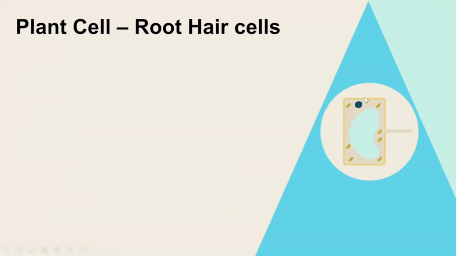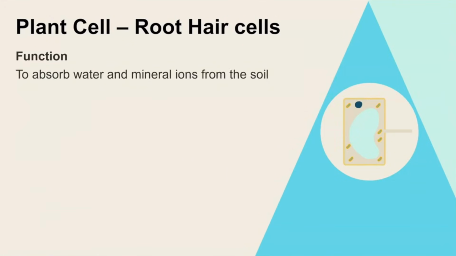So the last one is the root hair cell. The root hair cells are responsible for absorbing water and mineral ions from the soil. Water by osmosis, mineral ions by active transport.